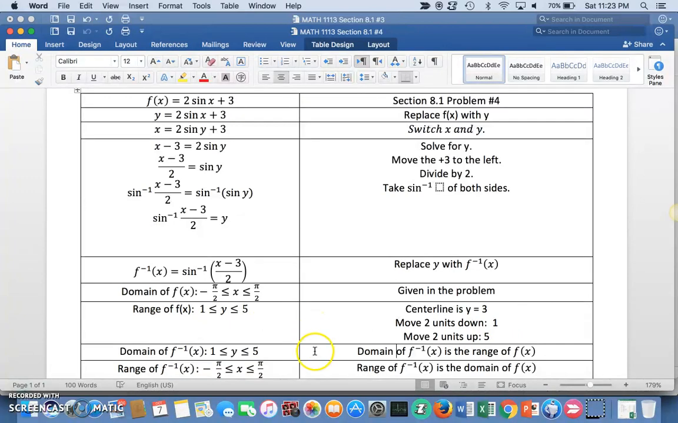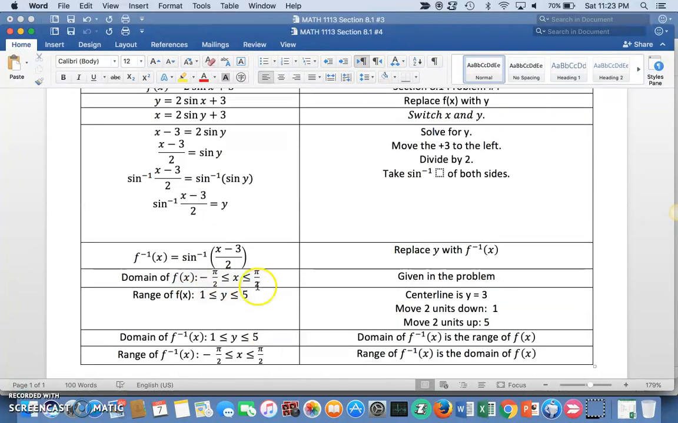Then what happens? The range of the original function becomes the domain of the inverse. And the domain of the original function becomes the range of the inverse. They just flip-flop completely. So be sure you realize this is the actual inverse function, the domain and range of the original, domain and range of the inverse.